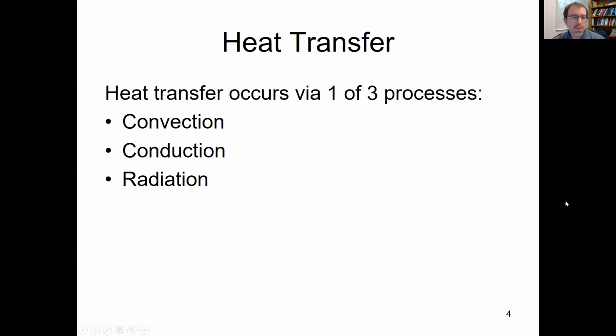All right. So there are three methods by which heat transfer occurs. These are convection, conduction, and radiation. We'll go through each one of those in some detail. This video will just cover convection.